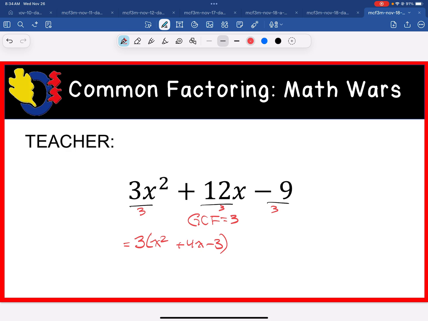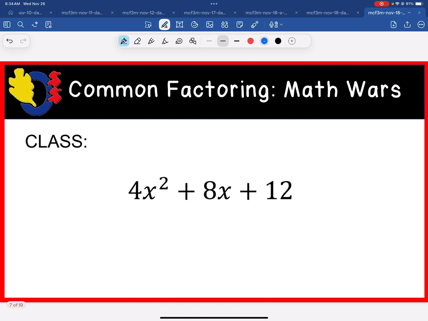Then we should check to see if we can factor any further inside that bracket there. So x squared, so that's 1, 1, negative 3 and 1. That does not give us 4 in the middle. Let's try if we switch the signs. Still doesn't give us 4 in the middle. So this is it. This is just a GCF question. There's no further factoring, but it's always good to check, right?